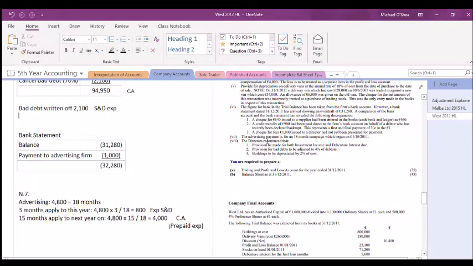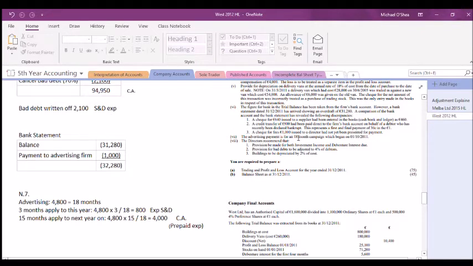Note number 7. This wasn't in the last question, but it's not too difficult. The advertising payment is for an 18-month campaign which began on the 1st of October 2011. We're dealing with the accounts for 2011. We're dealing with an advertising payment that happened, and the months that are included for this year are going to be the months that come after October. So we have the entire of October, November, and December.